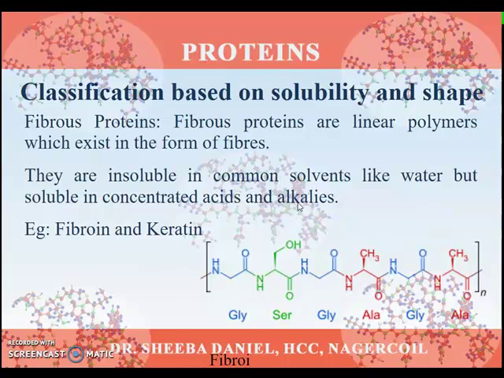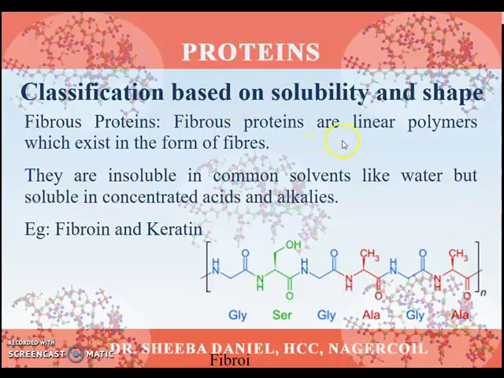Next one is the classification of proteins. Proteins are mainly classified into 2 types: classification based on solubility and shape, and classification based on chemical structure. First one is the classification based on solubility and shape. In this classification, the proteins are divided into 2 types: fibrous proteins and globular proteins.